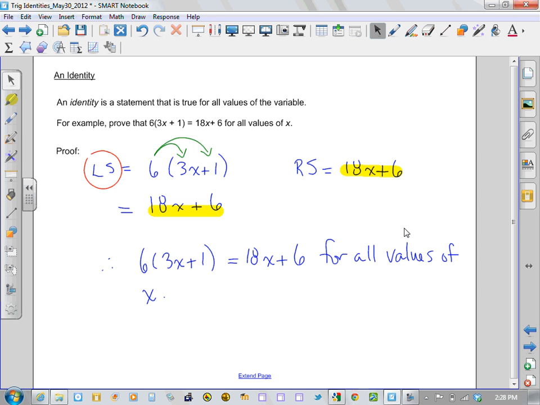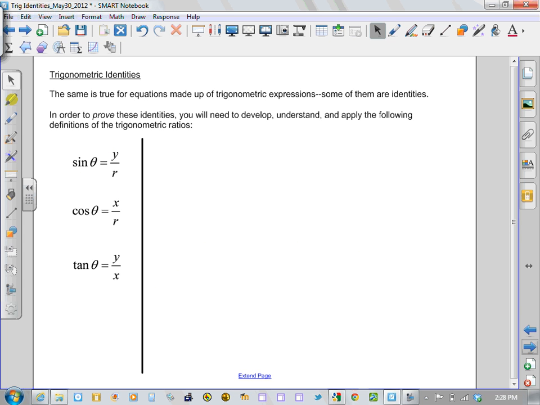So let's go ahead and look at this in a trigonometric sense. Okay? What we just did is also the same for equations made up of trigonometric expressions. Not all of them happen to be identities. And really that is the goal, is that I'll give you trigonometric statements and your task is to prove that they are true, or rather untrue, for all values of the variable.